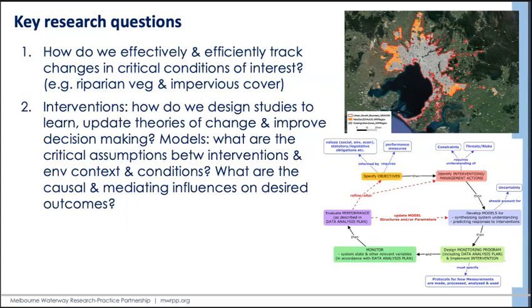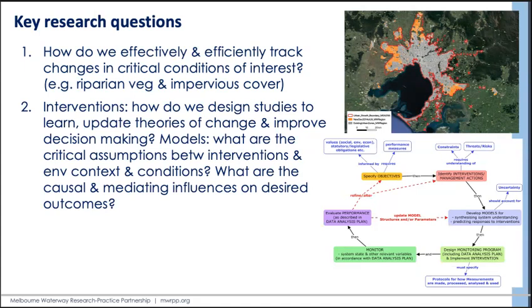And models are really important in this adaptive management cycle because they help us to formalize and communicate how we think the system works. They enable us to identify what are the critical assumptions between key interventions and environmental contexts and conditions. What are the causal and mediating influences on desired outcomes of interest?